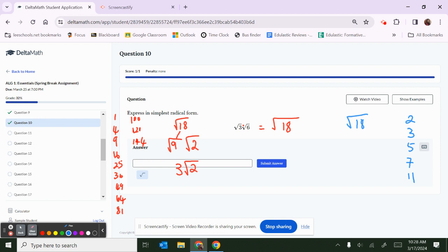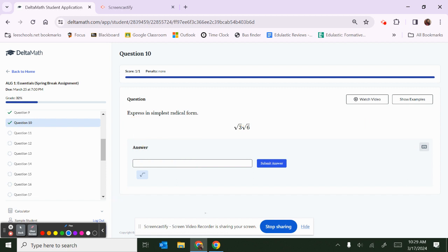Okay, so I can divide 18. So, oh, what's going on with my mouse? I'm not sure, guys, what's happening, but all right.